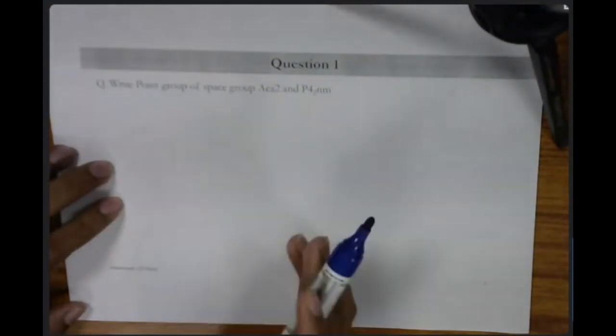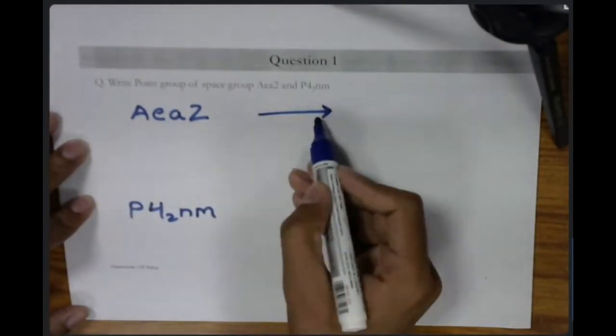Question number one tells us that we have to write the point group of a space group. Two space groups are given to us: A e 2, and another one, P 4_2 n m. Corresponding to these space groups, we need to write their respective point groups.